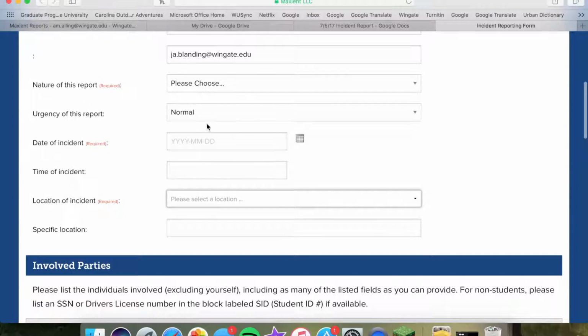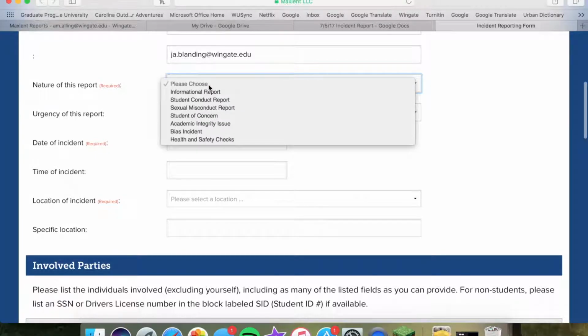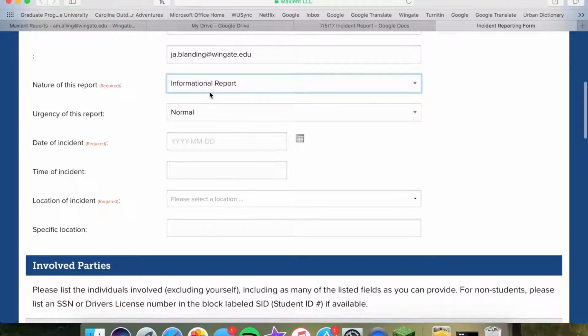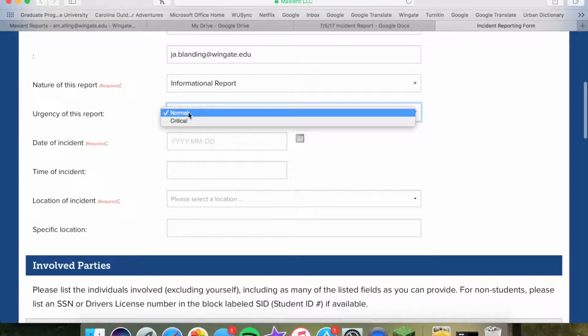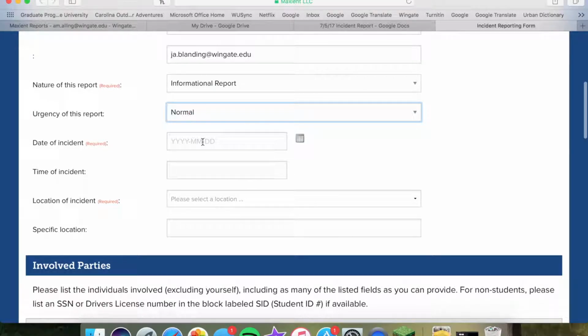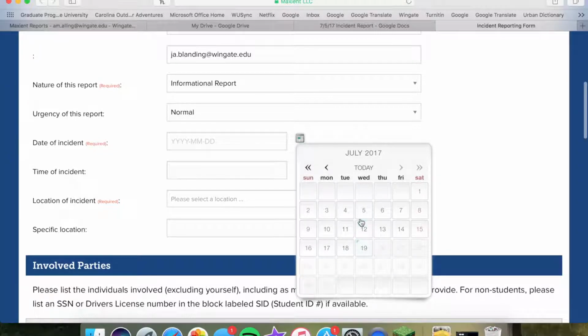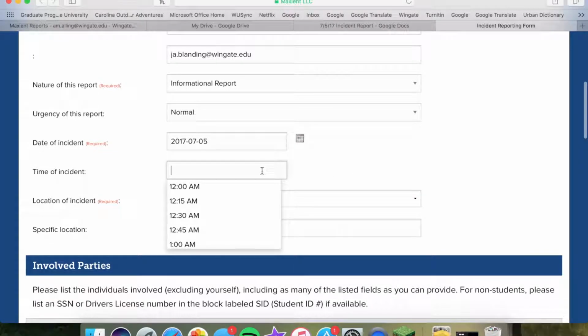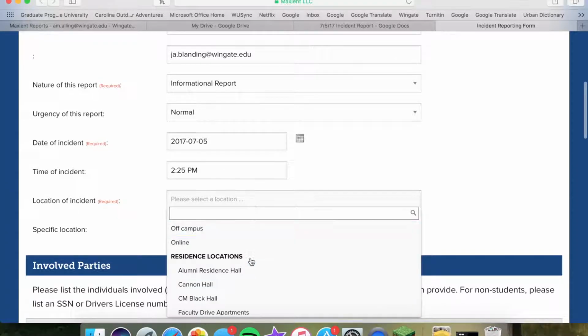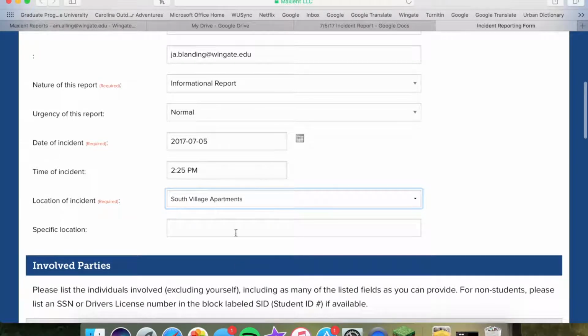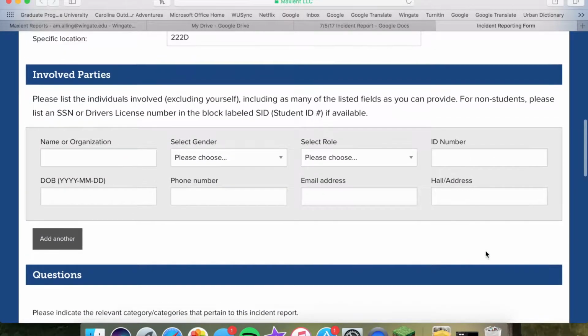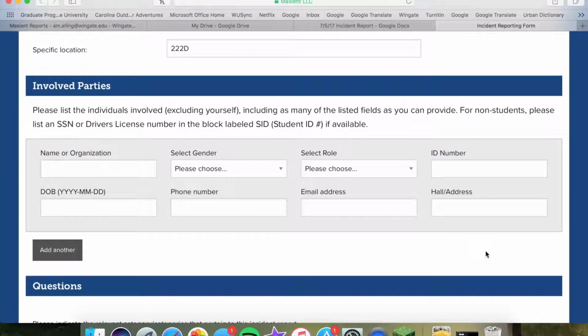For the purposes of this mock incident report, we are going to be making an informational report with an urgency of normal that occurred on July 5th, 2017 at 2:25 p.m. The location was in South Village Apartments, and the specific location was in 222D. Moving on to the next section, that would be the involved parties.